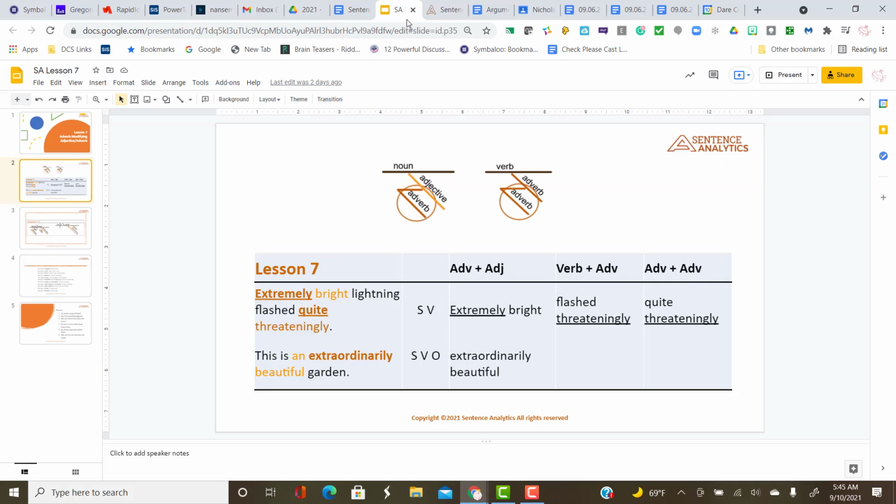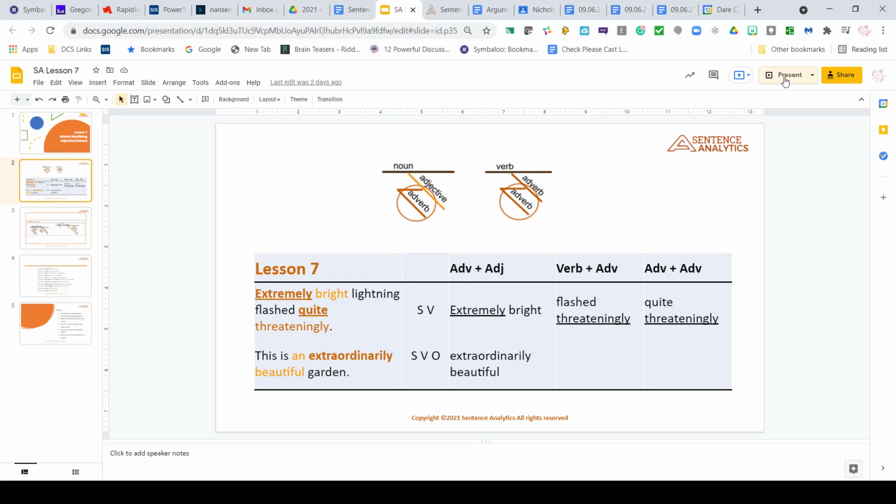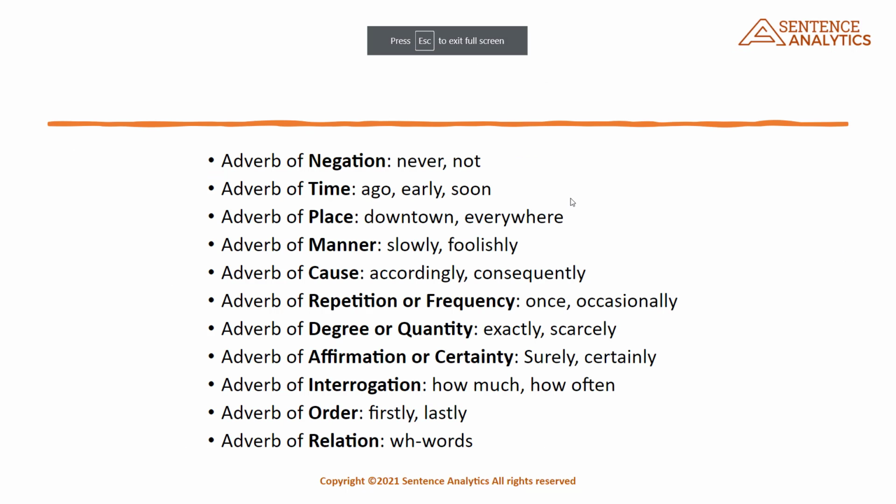The Sentence Analytics slideshow also has a breakdown of categories of adverbs on slide 4. And if your mind likes precise categories, you may want to give this a look. If you like to keep things simple, all these categories can more or less be combined into the questions when, where, how, and to what extent.